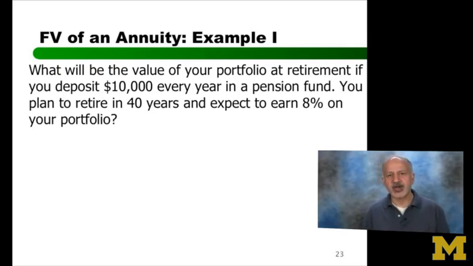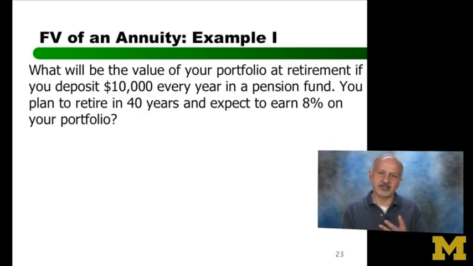You plan to retire in about 40 years and expect to earn 8% on your portfolio. So what have I given you? I have given you everything you need. I've given you PMT or C, which is 10,000. I've given you the number of years left for you to retire, 40. And I've given you an interest rate that you're likely to earn on your portfolio, which means where you put your money. A bank, whatever, we'll talk about that in a second. But let's just focus on this and try to do this problem.